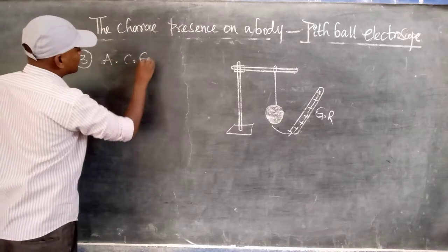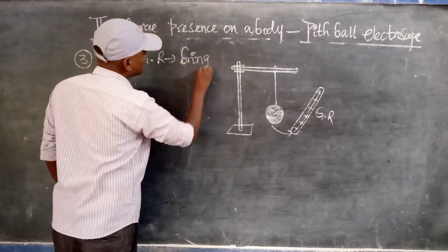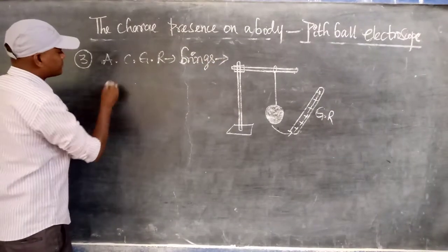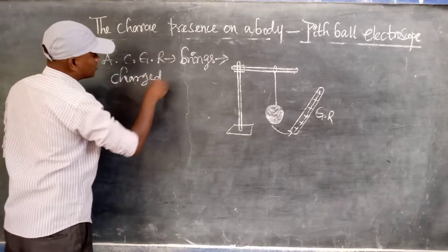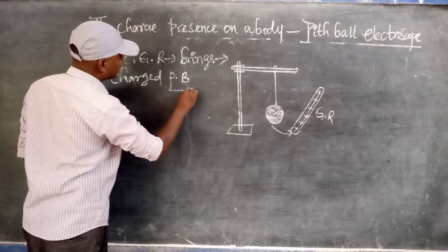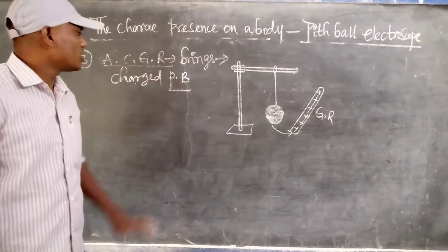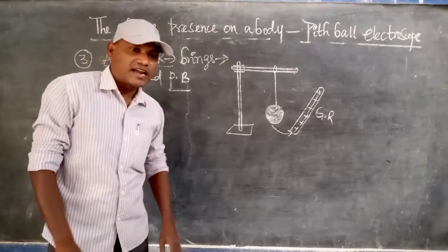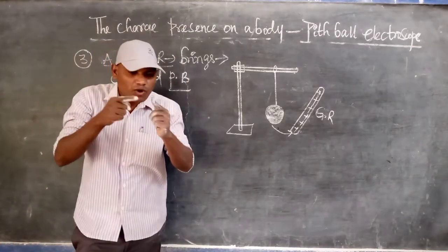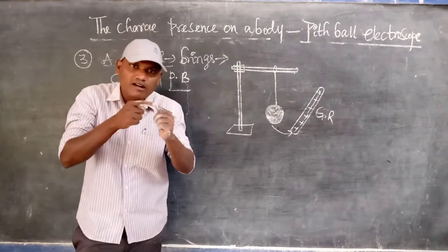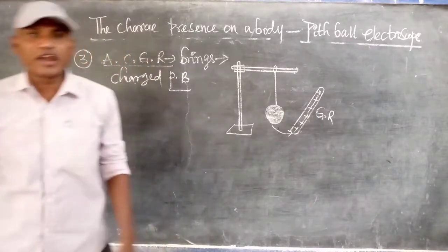A charged glass rod is brought towards the uncharged pit ball. Listen, this is charging by conduction. When a charged body is brought towards an uncharged body and kept in contact, what will happen? By transfer of electrons, the body will acquire the charge.